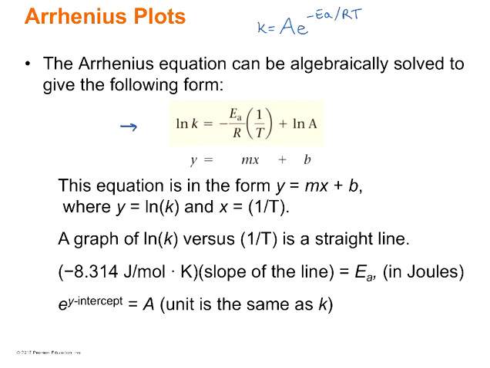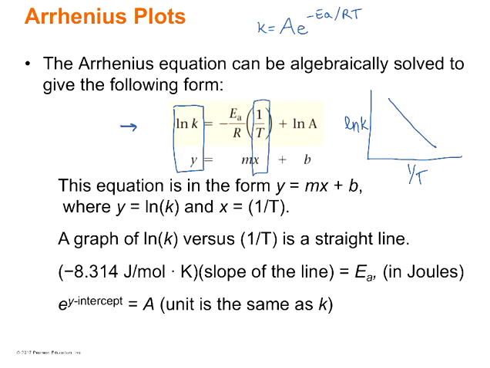So what we can do is plot the natural log of k, which is y, versus 1 over T, which is x, and that's going to give us a straight line. We'll end up with a graph that looks like that, because our slope will be negative. And the slope, m, is going to equal negative Ea over R, the gas constant.